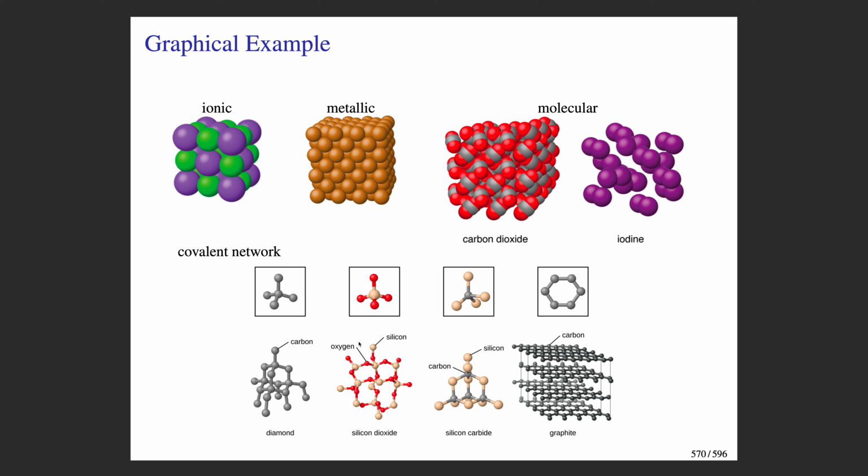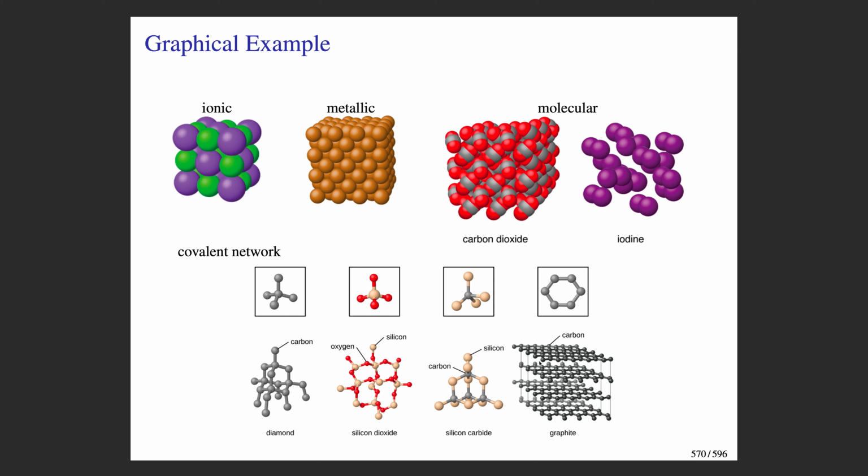Silicon dioxide, essentially what we know as quartz or glass, consists of silicon and oxygen atoms that are covalently bound together, forming a crystalline structure. Here are some other examples: silicon carbide and graphite as well.